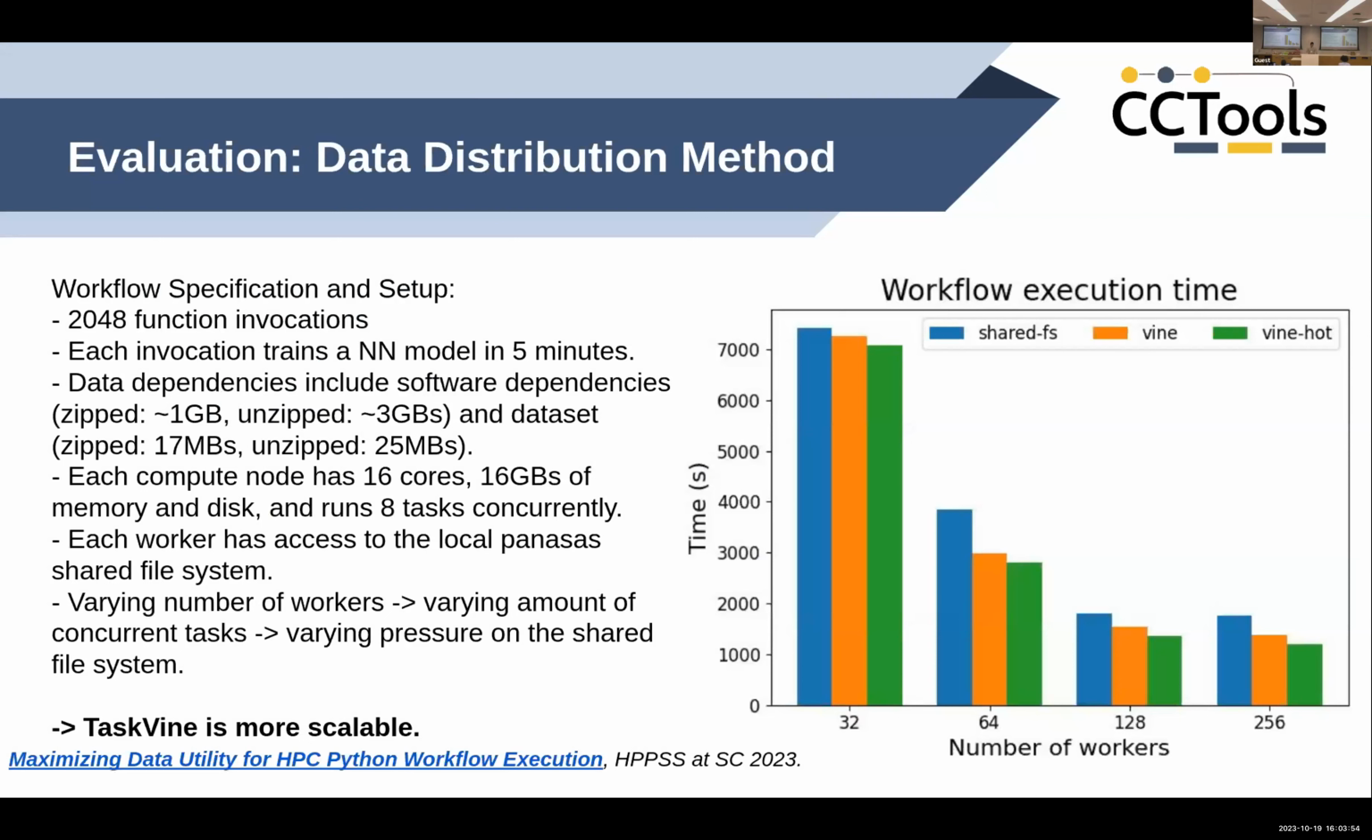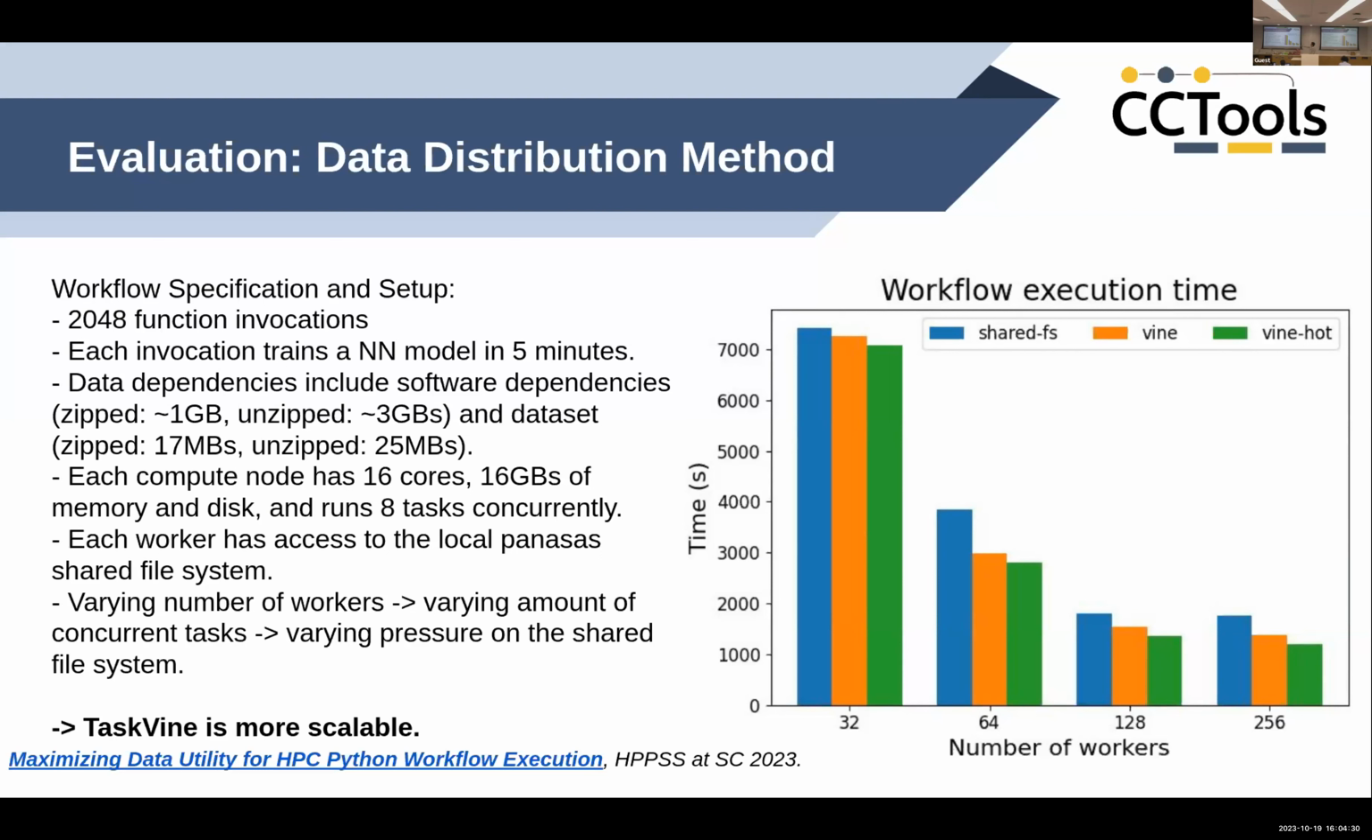We evaluate the TaskVine data distribution method by running a hyperparameter search workflow on a neural network model. The configuration of the workflow is on the left, but we can come back to that later. On the right, we show the execution time of the same workflow using the shared file system, using TaskVine, and if we allow TaskVine to cache some information beforehand. The y-axis shows the execution time in seconds, and the x-axis shows the number of workers. So we start from 32 and go up to 256.